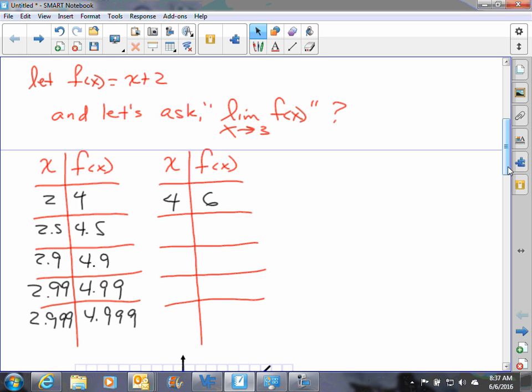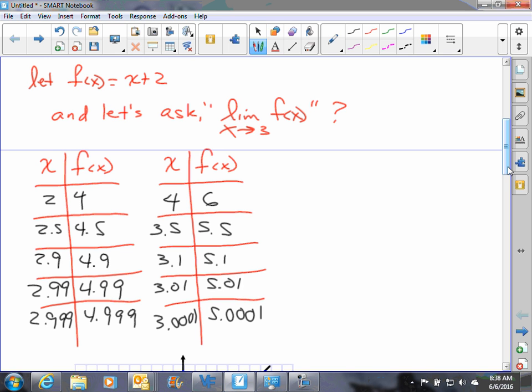F of 4 is 6. F of 3.5 would be 5.5. F of 3.1 is 5.1. 3.01, we get 5.01. 3.0001, we get 5.0001. So as you can see, from both sides, as we squeeze in on an input of 3, the output squeezes in on an output of 5. So we say the limit as x approaches 3 of f of x is 5.